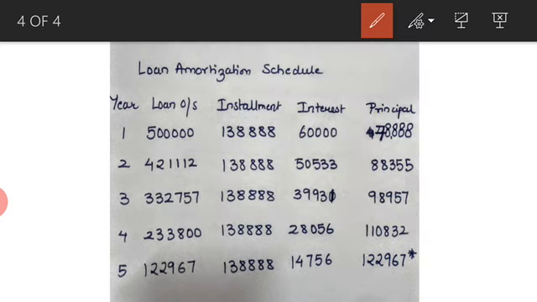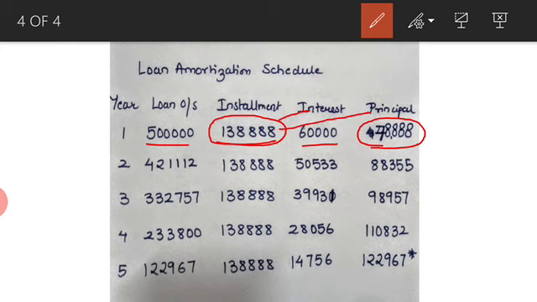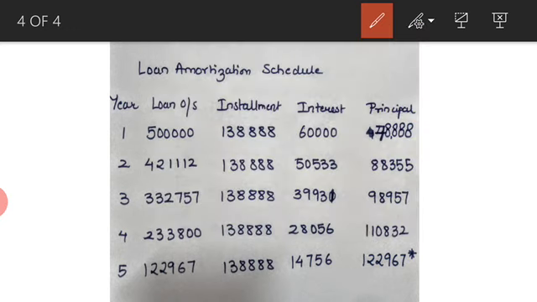Okay. So loan outstanding is clear, installment is already calculated, interest is clear. Now how do we calculate this principal amount? Now always remember, this installment amount includes both interest and principal. It is the total of interest and principal. So when you add interest plus principal, you get the installment amount, or A. So as said, this includes interest and principal.